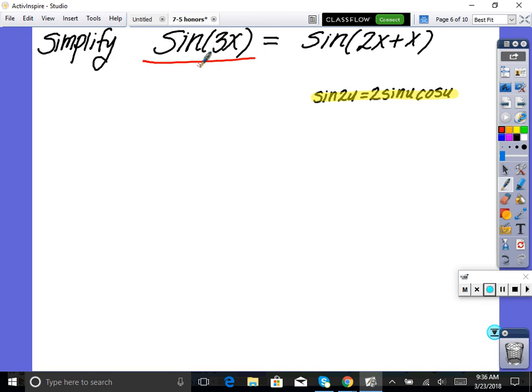A lot of times they won't give you a hint. You'll just have to see, what could I do here? How could I split this up or rewrite it as something I know? So they're giving you a hint. Think of sine of 3x as sine of 2x plus x. So they're telling us where to start. So the first thing you should notice is, oh, this is an addition of a sine. We learned that last time, true? So this is sine of u plus v.